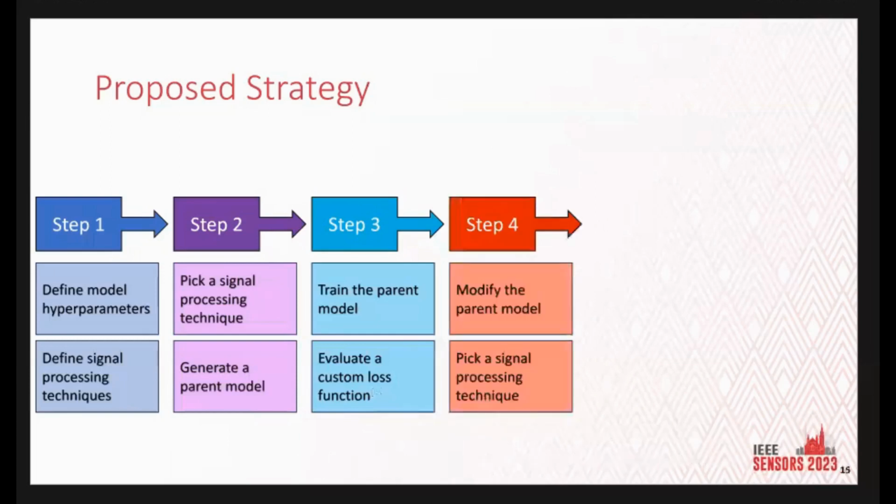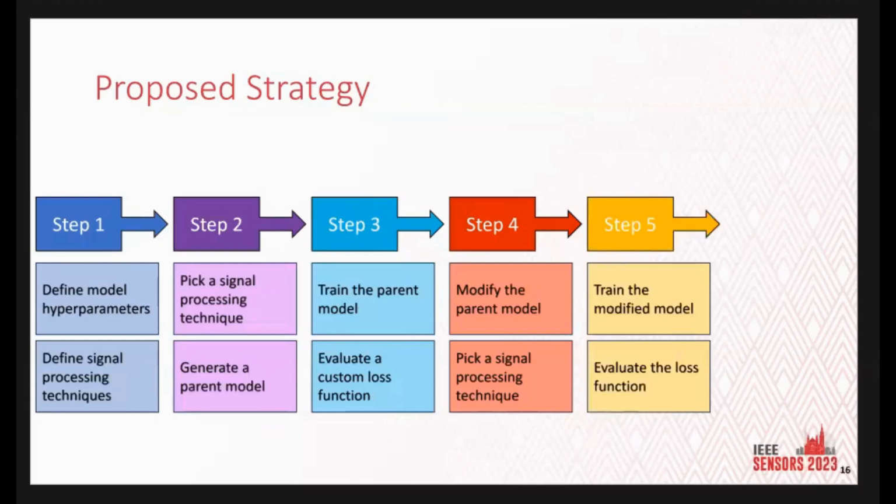Then in step 4, according to the NAS, we have to modify the parent model according to the pool of possible hyperparameters, and we pick a new technique to process the data again. In step 5, we train the modified model again and evaluate the loss function. If the loss function gives us a better score than the previous one, we keep the modified model as the best, and also keep the processing technique as the best.